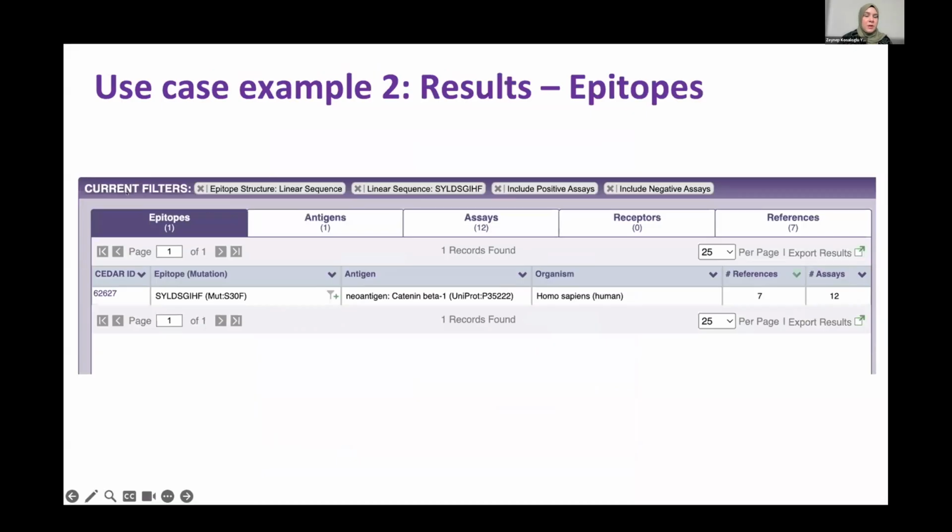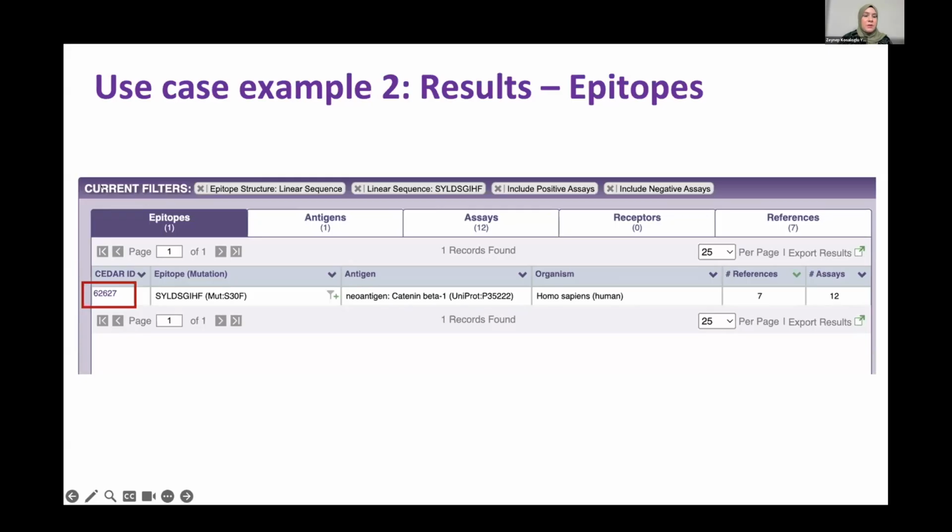And in fact, this epitope is a mutated epitope, which is also highlighted by this mute column, and then it says where the mutation is located along the protein. So in this case, the protein catenin beta 1 is mutated at the position 30, where the S mutated to an F. And this epitope actually has been already reported in 7 references and has 12 assays reported in CEDAR. So it's not new, but this might be still interesting to see what's going on with this epitope.